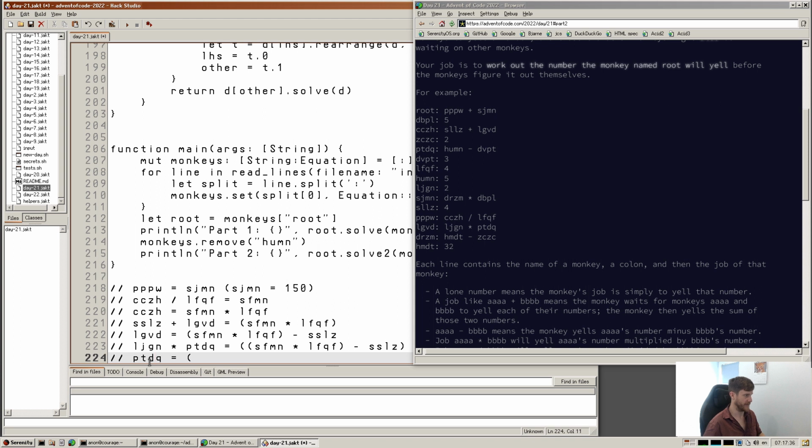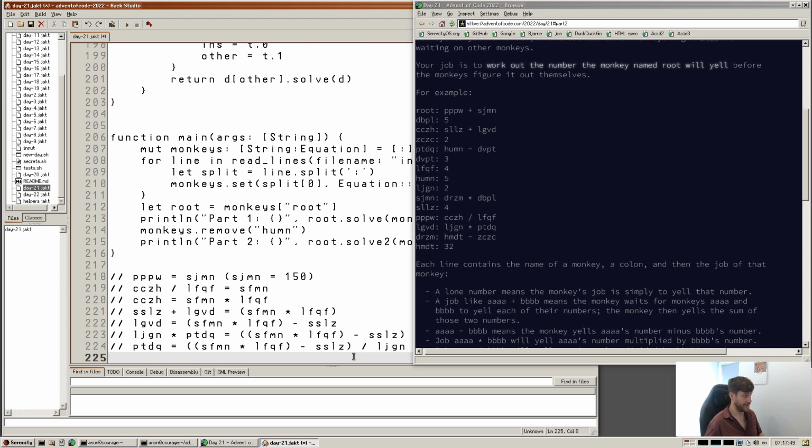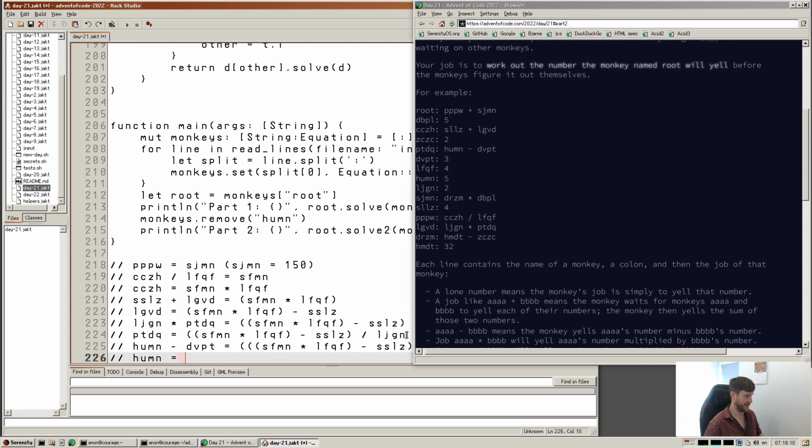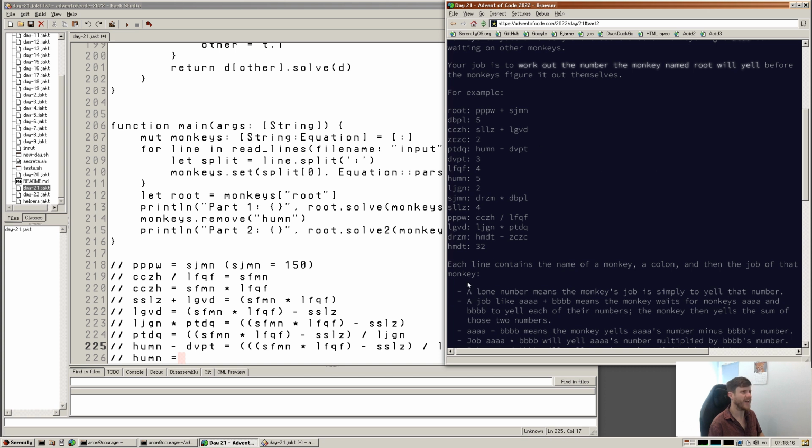DQ equals, so this was going to be SFMN. Really what I should be doing is kind of copy pasting that, and then divide by LJGN, and at this point we now have hum minus BBPT equals all of this, and maybe with an extra bracket. And here we can kind of rearrange, so we add that whole thing. Maybe because we got to the end, we can just kind of get that.